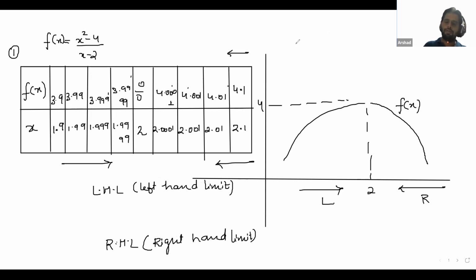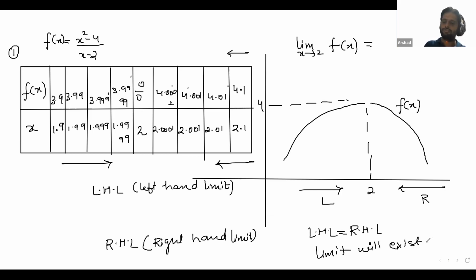So if we need to find here the value of limit x tends to 2 of f(x), then what we will do, we will approach this 2 from the left side and from the right side. If LHL is equal to RHL, then we will say that the limit will exist. Okay. If LHL and RHL are not equal, then we will say that the limit does not exist. So what is the condition for the limit to exist? LHL should be equal to RHL.